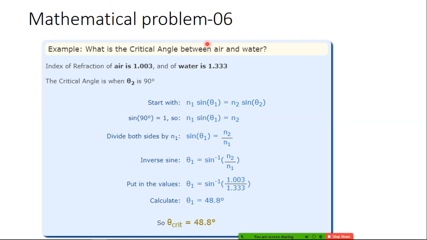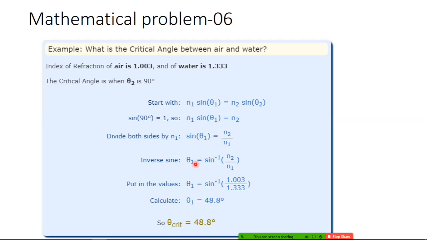The condition is here, and from Snell's law, we know that n1 sin theta 1 is equal to n2 sin theta 2. Here all the values are given, and we have to calculate the value of theta 1. By putting in the values, theta 2 is 90, and sin 90 is 1, so we can write the equation n1 sin theta 1 is equal to n2, because the value of sin 90 is 1.